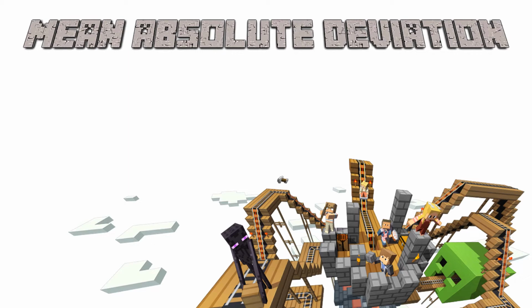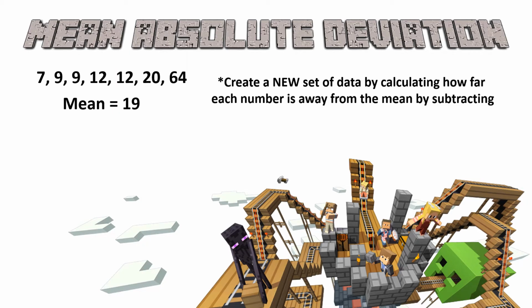Mean absolute deviation. We're going to use the same set of data that we had on the previous slide. So I hope you remember that our mean was 19. We already found that. Now, what do we need to do in order to find the mean absolute deviation? Well, what you're essentially doing is creating a new set of data by calculating how far each number is away from the mean, and you're going to do that by simply subtracting.